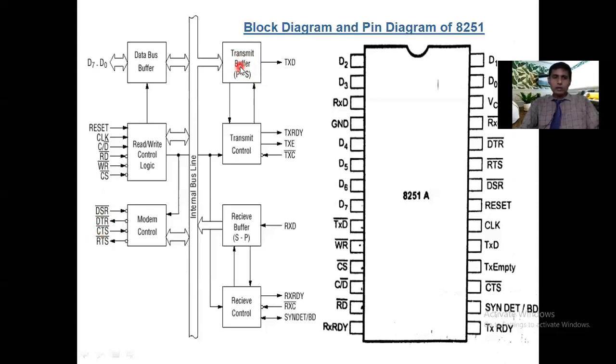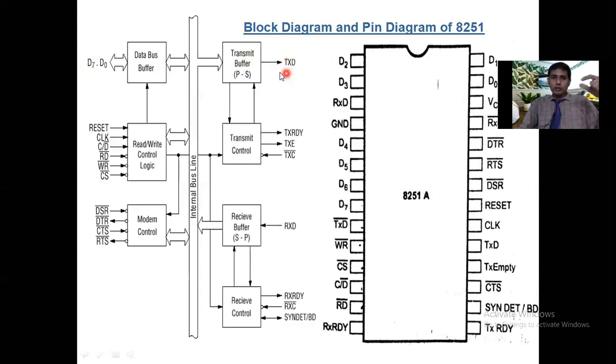For example, suppose the CPU wants to send its 8-bit parallel data to an external serial port. In that case, what happens? First, the CPU sends data to the 8251. A transmit buffer register is present, an 8-bit buffer register, receiving the parallel data from the CPU. Later that data is transmitted to the output register, which converts the 8-bit parallel data into serial data. After getting the serial data, the transmit buffer transmits it to the external serial device via the TXD pin.